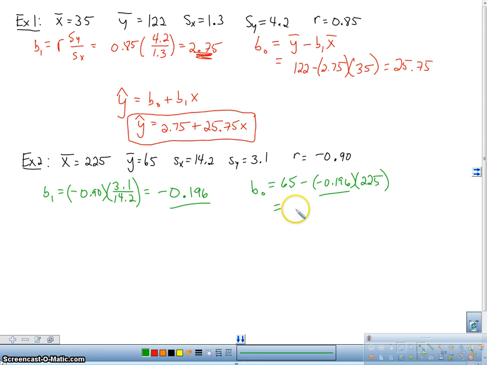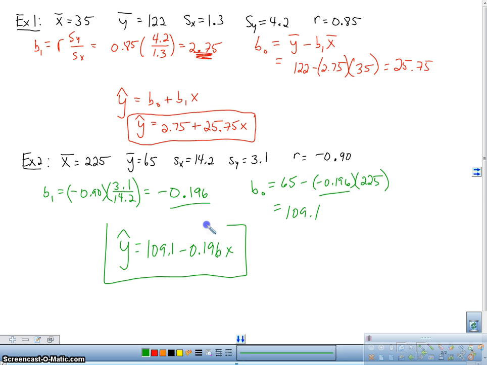And that's going to give me a y-intercept of 109.1. And so my formula for regression is y hat equals 109.1 minus 0.196x. And that is how we find our line of regression, the least squares line. Sometimes it's called LSR, least squares regression, by using our formula that we got from looking at the standard deviations and the means.